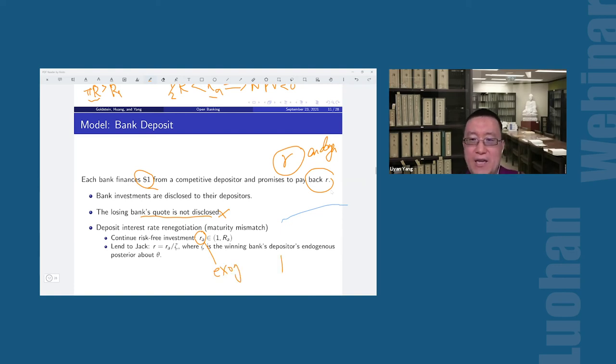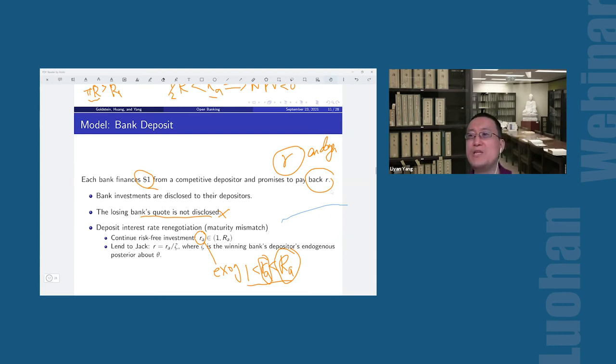So the little RA is smaller than capital RA, but larger than one. So this is kind of the assumption. The banks have an advantage in making investment, so their investment in capital RA is risk-free, but for depositors, they have a cost or kind of a requirement of a little RA. So this little RA is exogenous.